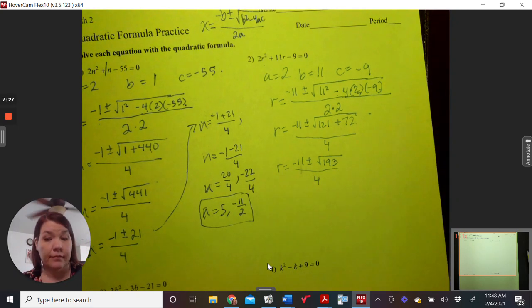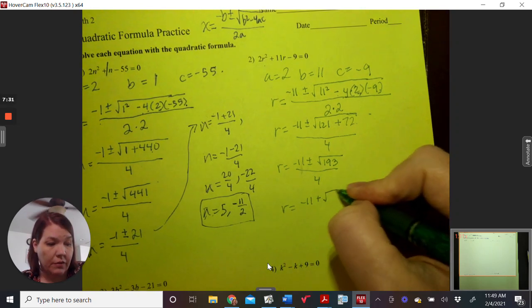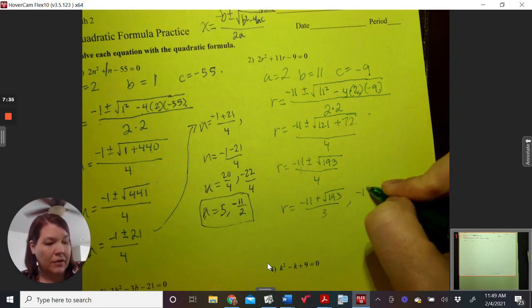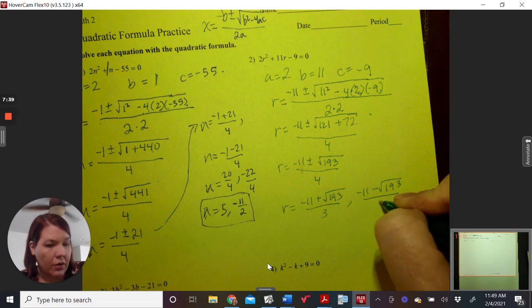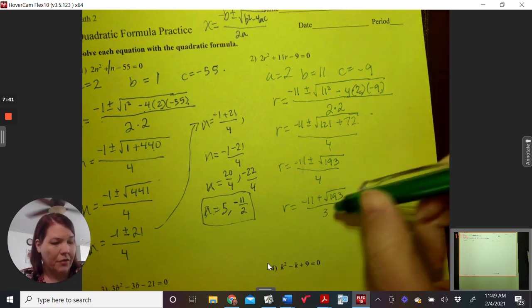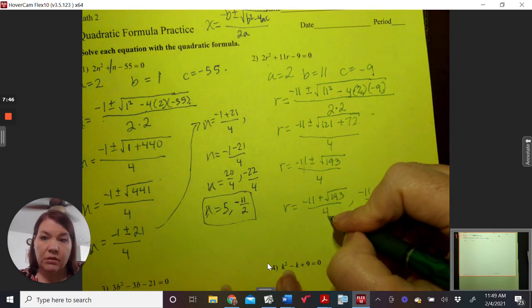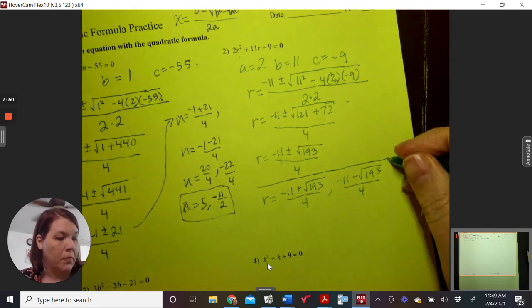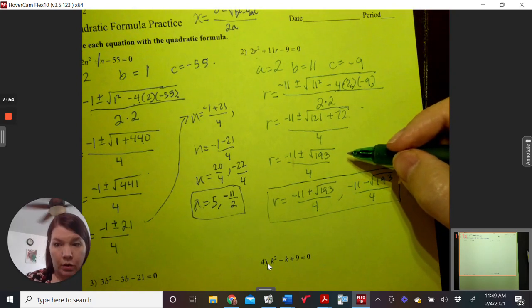And so R equals -11 plus the square root of 193 over 4, and -11 minus the square root of 193 over 4. I don't know why I wrote a 3 right here. Sometimes we just don't do the right math. And that's it. That's my answers. I really like it when I don't have to do any more work. It makes me very happy.